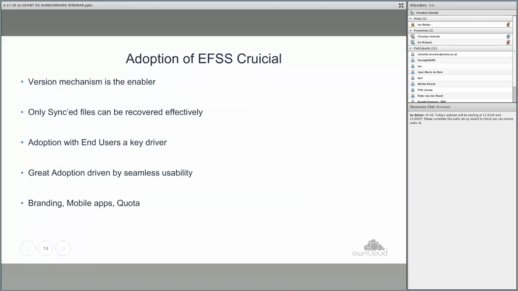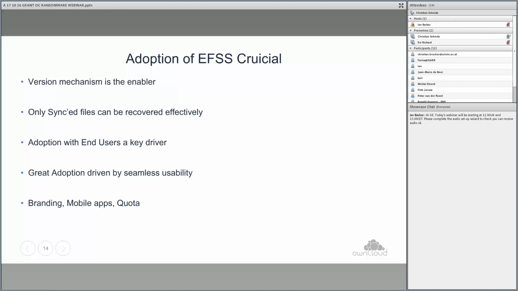Because we at OwnCloud have experience, we can give you feedback on how to most efficiently recover data or mitigate any issues that you might see. But more importantly, what you can do on your side of the solution is look at the enterprise file sync and share adoption rate.